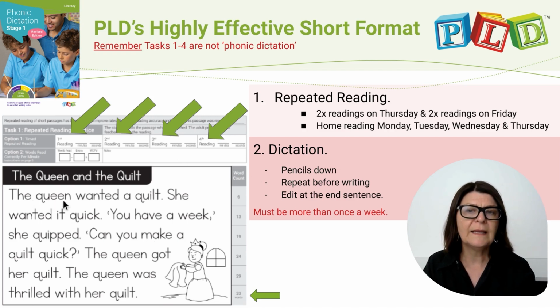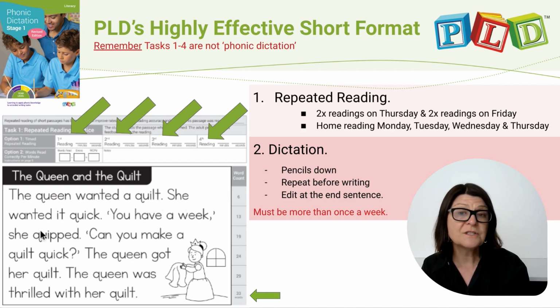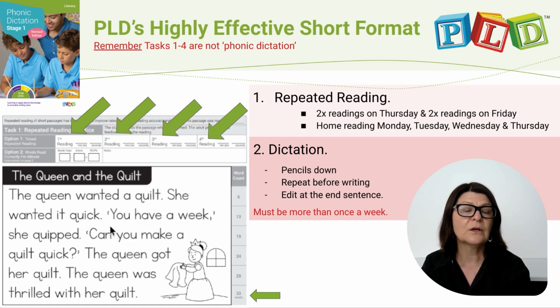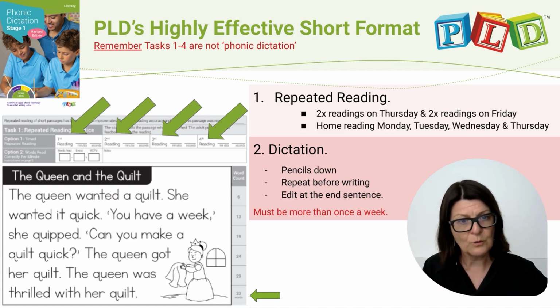The queen wanted a quilt. She wanted it quick. The second reading to read for fluency and with whole words.